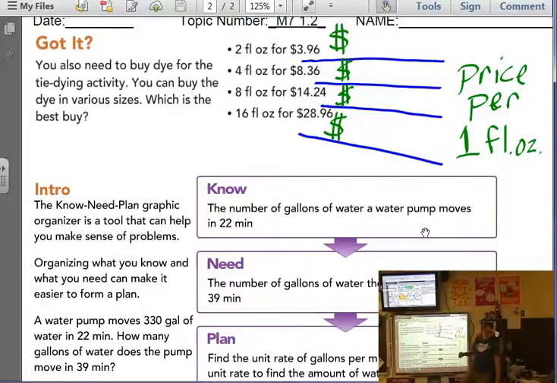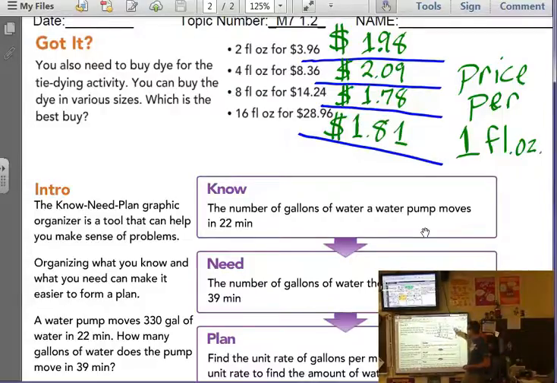So, Jack, do you have my first price here? Yes, $1.98. Make sure you get your decimal point there. Lily, you got my next one? $2.09. Bella? $1 and what? 78. And Jaheim?